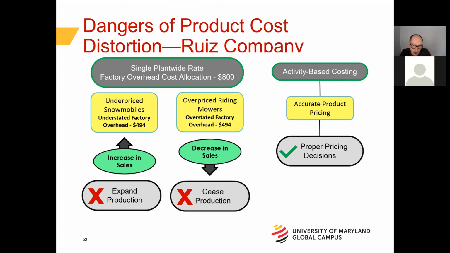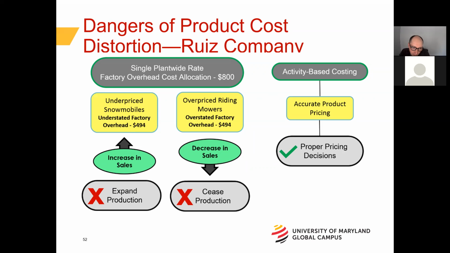What does this tell us? Well, it tells us a couple of different things. It tells me that the single plant-wide rate method is the most inaccurate method because we're indiscriminately applying the same rate to all products. It tells me that if I utilize single plant-wide rate method, I would understate my factory overhead by $494 for snowmobiles and overstate it by $494 in riding lawnmowers.